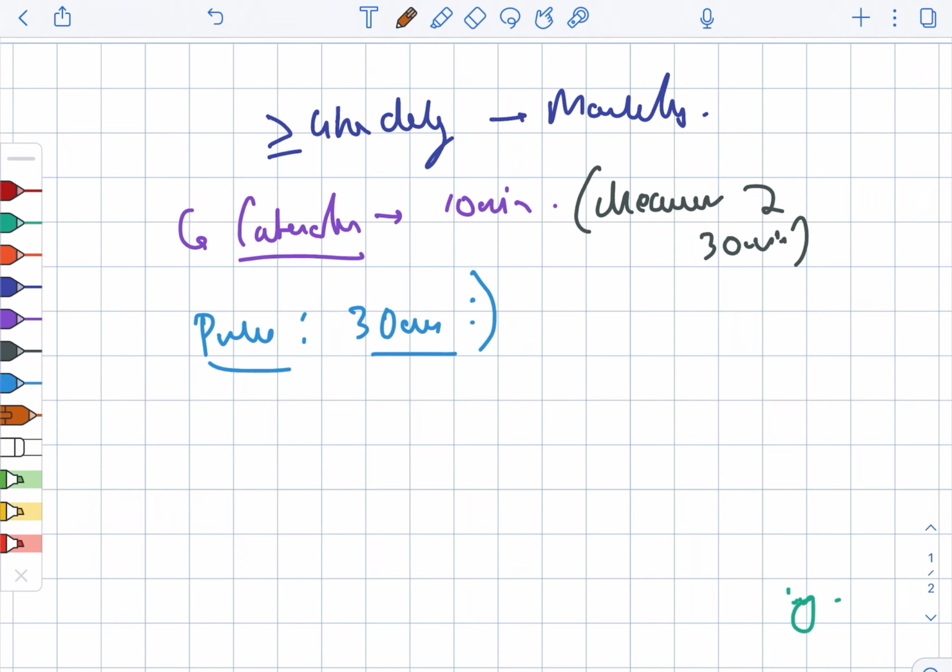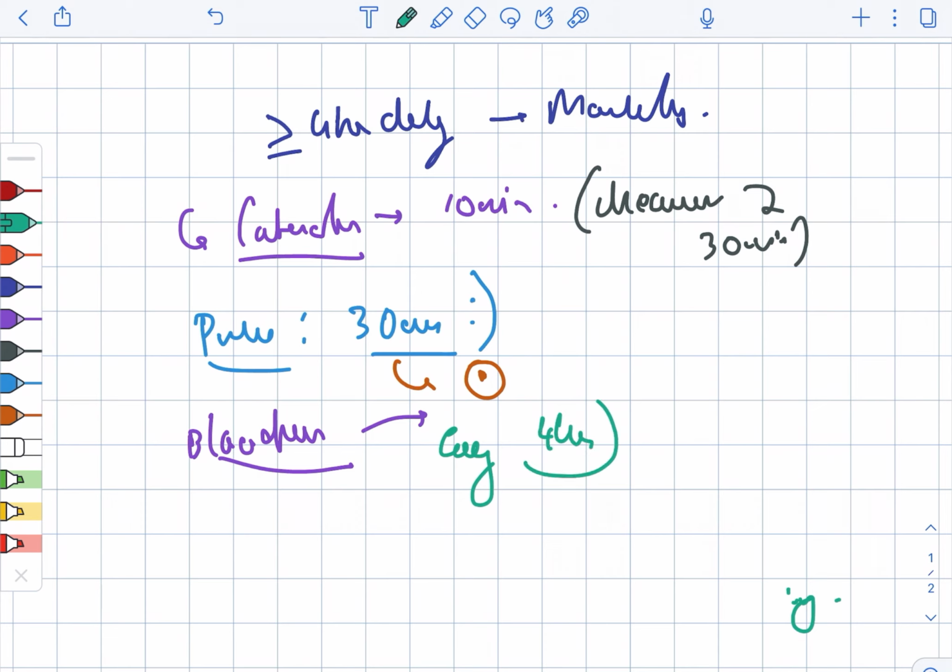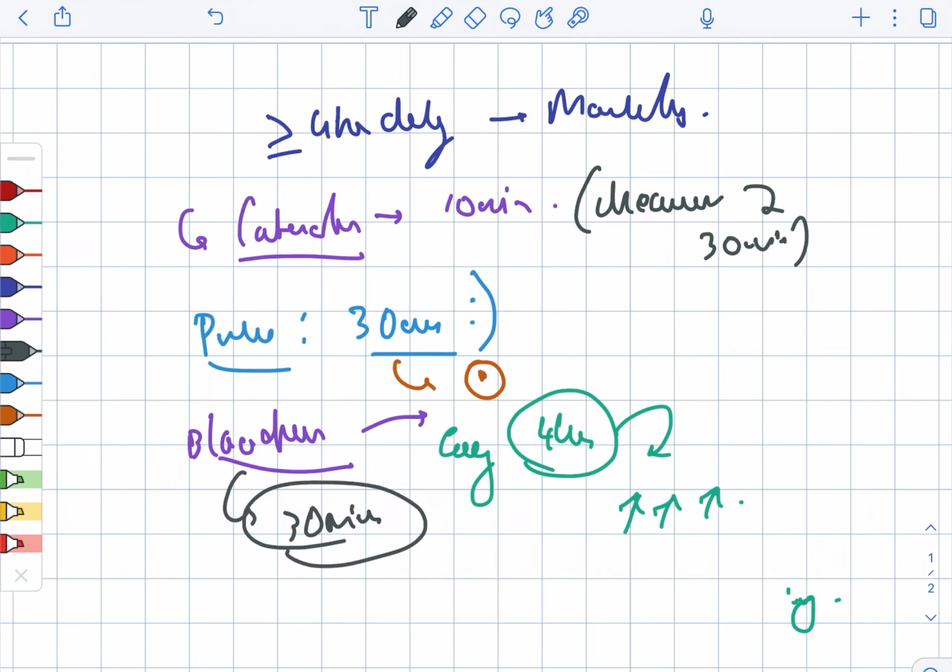The pulse is marked with a dot. Blood pressure is recorded every 4 hours and marked with arrows, unless the patient has a hypertensive disorder or preeclampsia, in which case it is recorded every 30 minutes. Otherwise it is recorded every 4 hours. Next, looking at temperature, it is recorded every 4 hours.